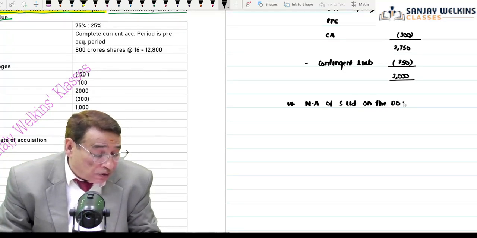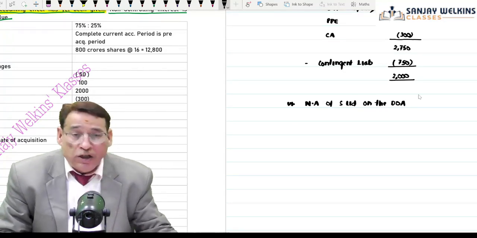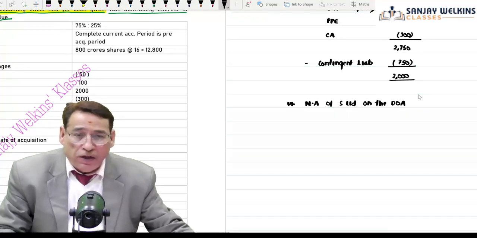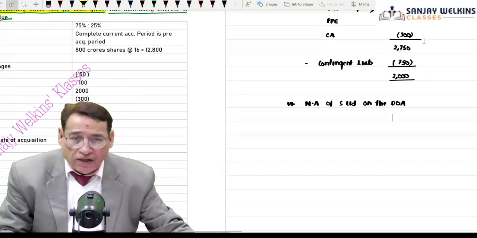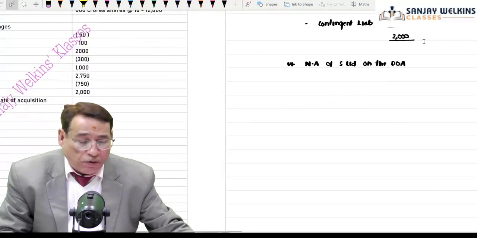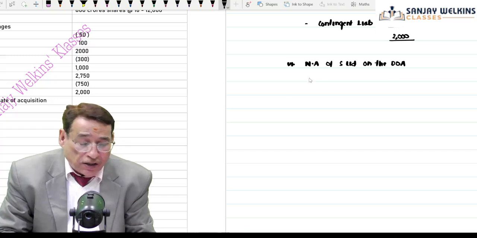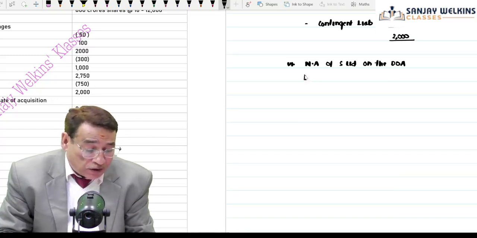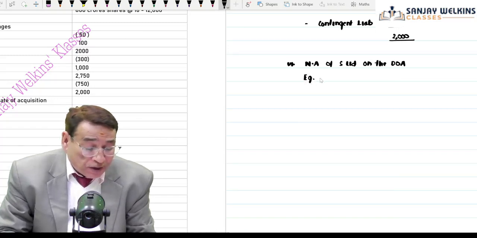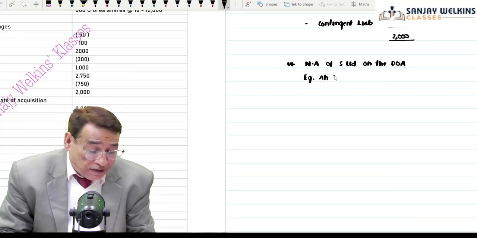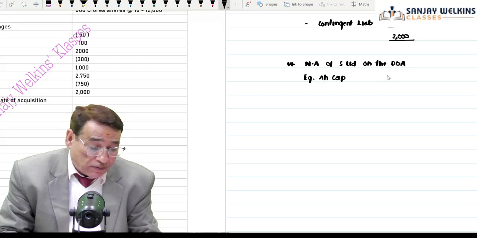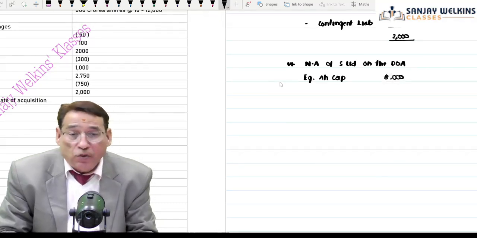As you know, in order to compute the net assets, I've already told you we are not going to follow the net assets approach, that is asset minus liability. We will follow the equity approach. As per the equity approach, to determine the net assets, first of all, we take into account the equity share capital. Equity share capital of S Limited, as we can see in the balance sheet, is given as 8,000. So I'm going to write here 8,000.